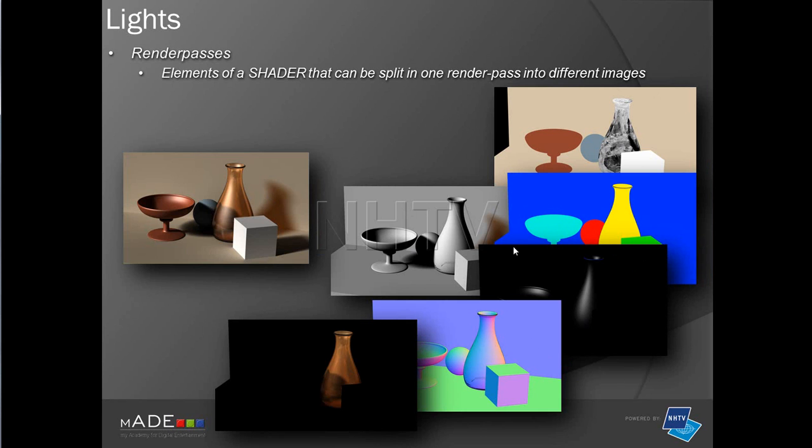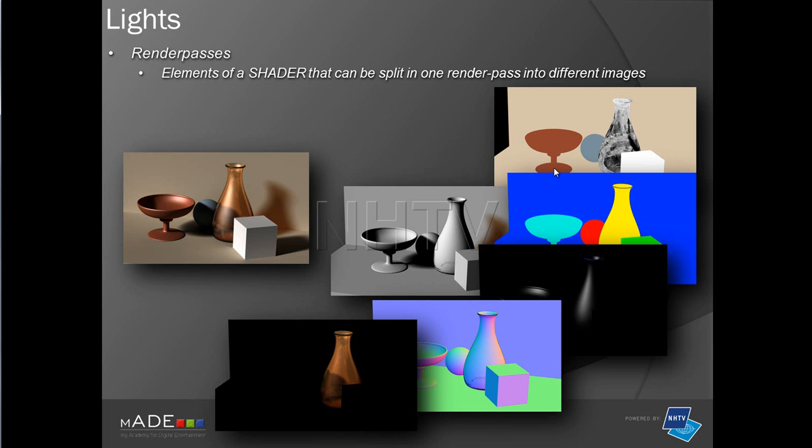The images we see over here are, for example, a normal map, a specular map, the lighting, direction, glass, all those kinds of things. So those can be rendered just within one go, so you don't have to re-render things over and over again. So that's a big advantage.